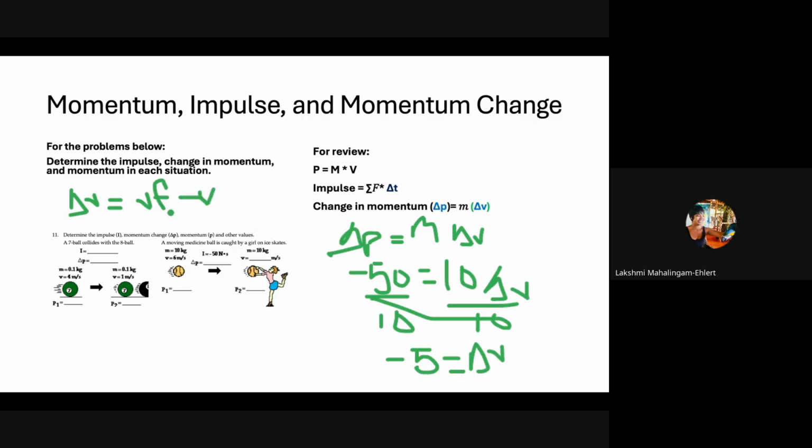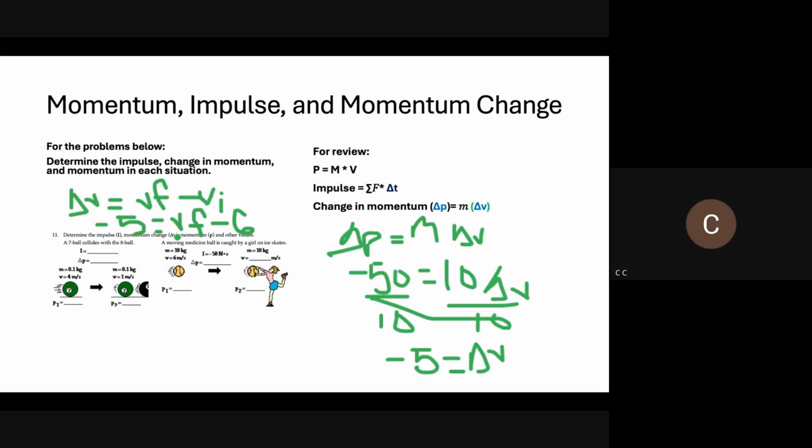You just add them. So minus 5 is my change in velocity, and I want to find my final velocity. What was my initial velocity? 6, right? So now, if I want to find my final velocity, what do I need to do with this minus 6?